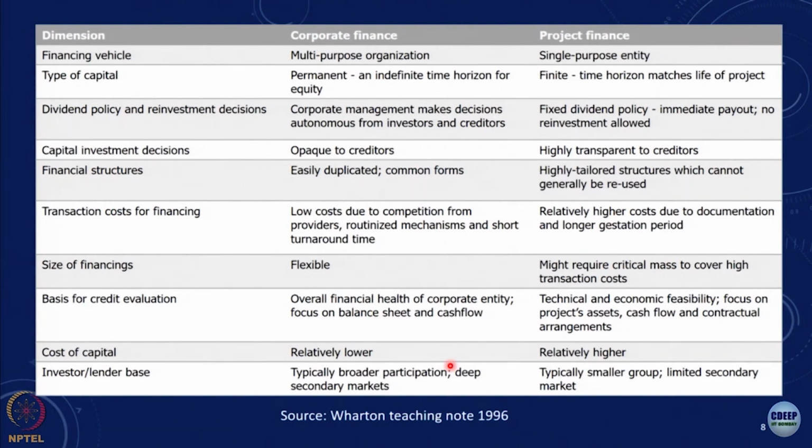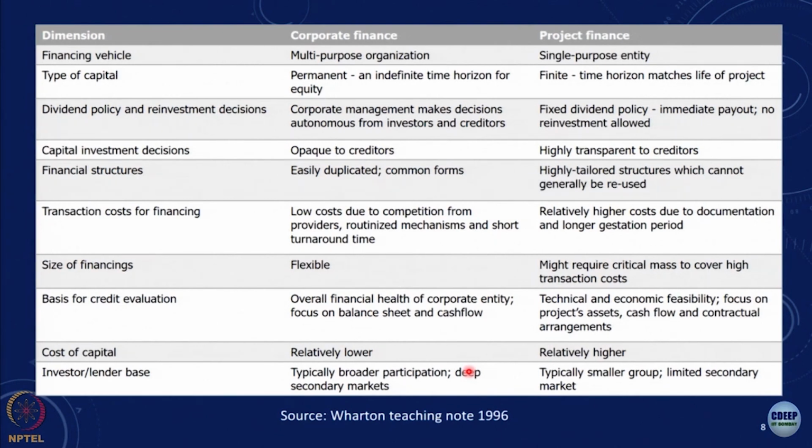Size of financing for corporate finance could be flexible, but in project finance, typically we need a critical mass to cover the high transaction costs, so that usually they are in large chunks. And that is why you have these large solar parks, you have installations in the case of solar, which are like 648 megawatts, one of the largest installations in the world in Tamil Nadu. And so that means that you have a large amount of financing which is required for this.